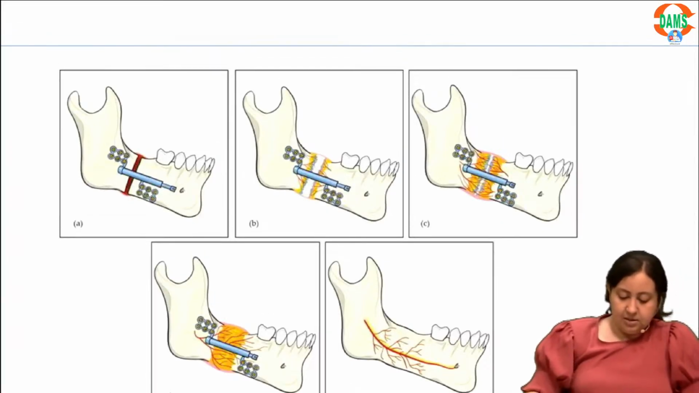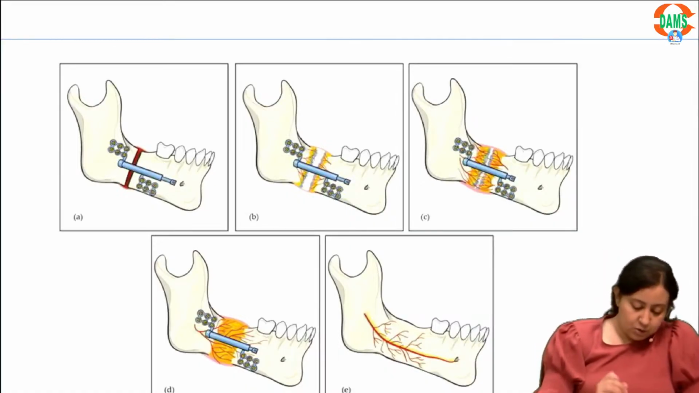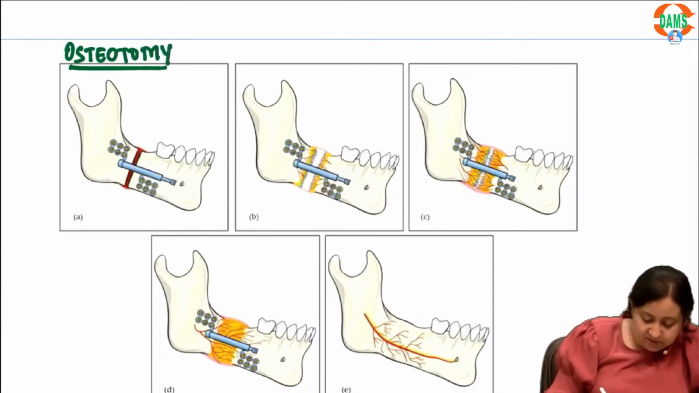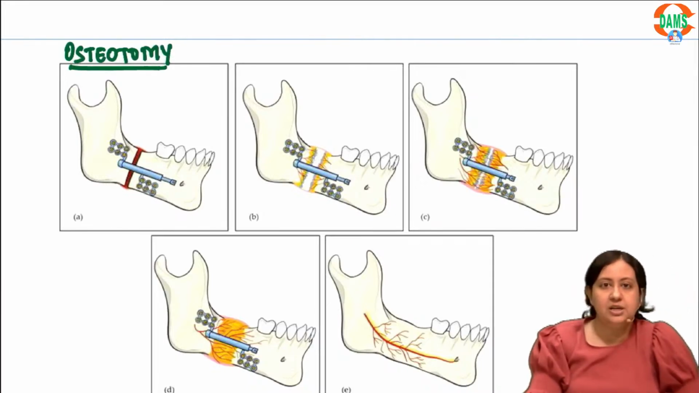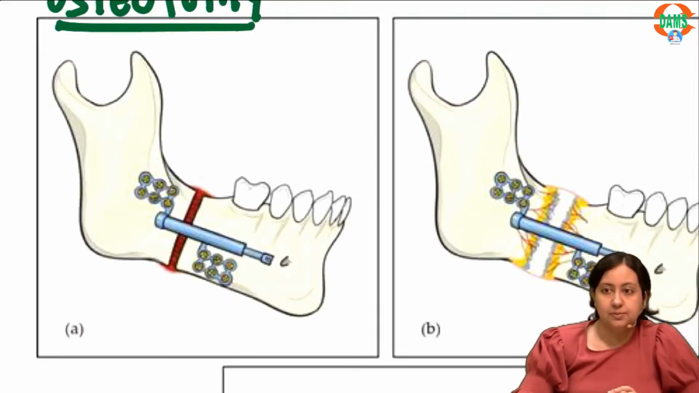Now let's see a visual for distraction osteogenesis. In the first picture, osteotomy plus fixation of the distractor device has been done. If you see closely, I'll zoom out, you can see a blood clot between the two osteotomized segments.